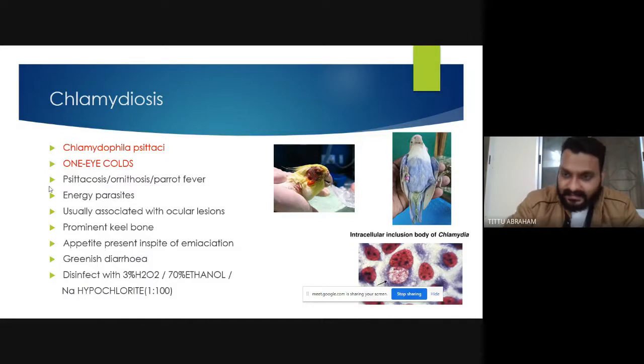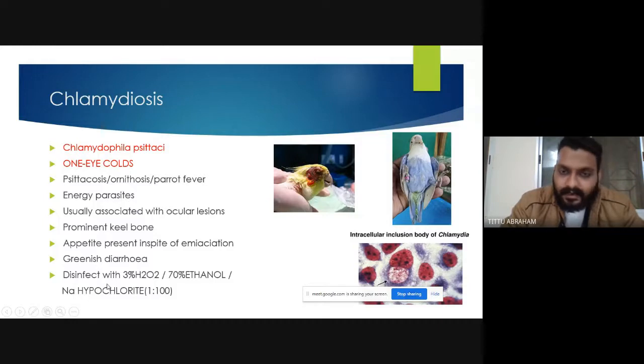Then you can see this is the picture I've taken from an infected bird that is dead. You can see this greenish discharge. With this color discharge, the keel bone will be prominent. Sometimes you can see that one eye will be affected. Usually one eye will be affected.